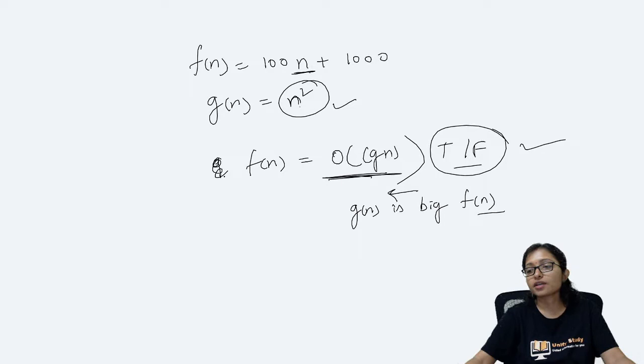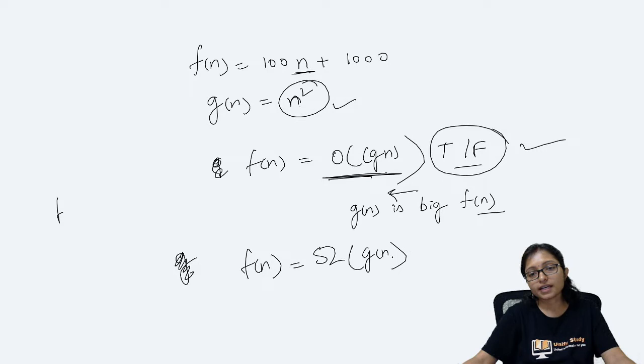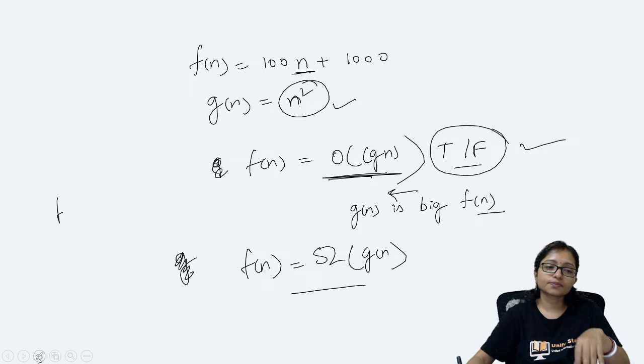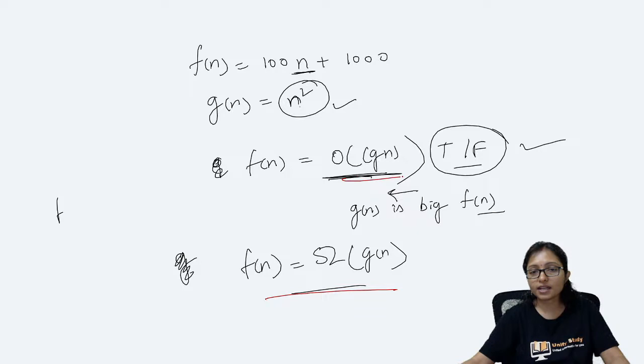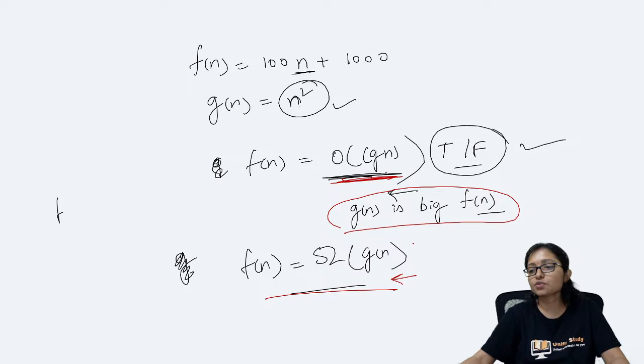This is true. Okay. And can I say that fn is omega of gn? Is this true or false? It is not omega. Yes, it is false. Definitely it will be false, because the previous one is true. I already told gn is bigger than fn. So how is it possible that gn is smaller than fn? No, this is false. Gn is not smaller than fn, right? That's why this will be false.